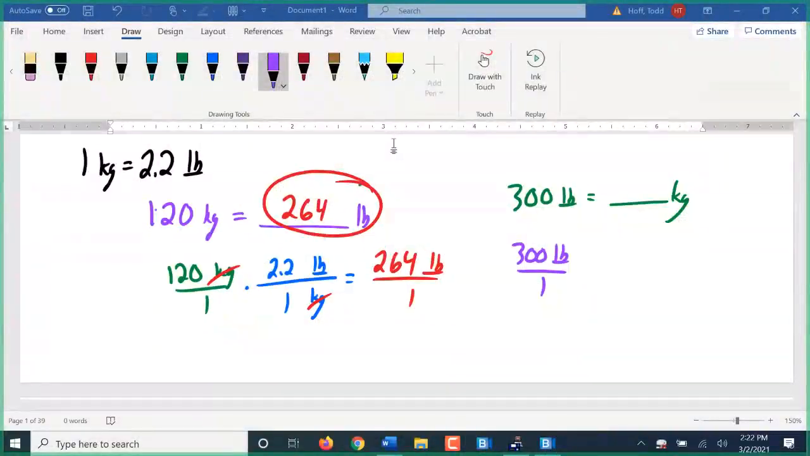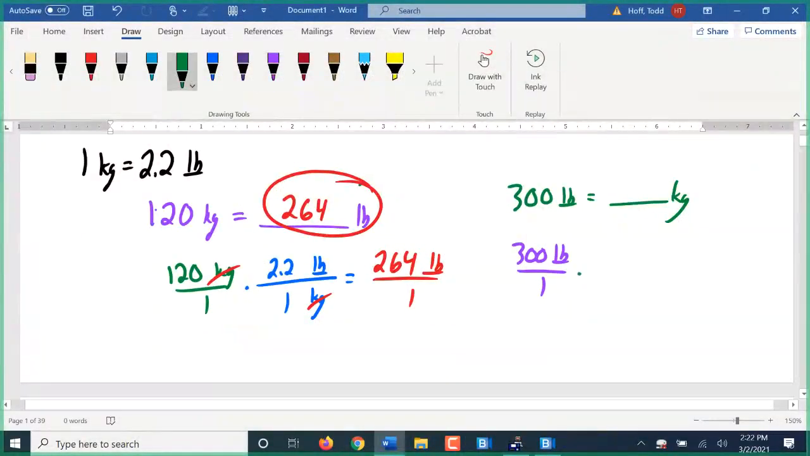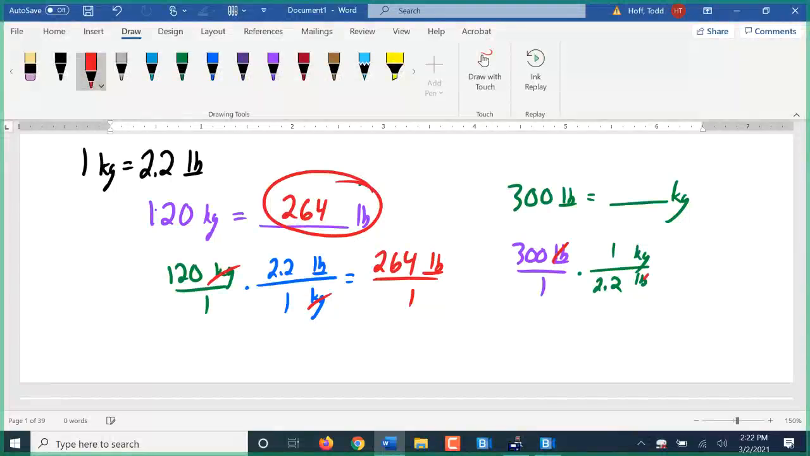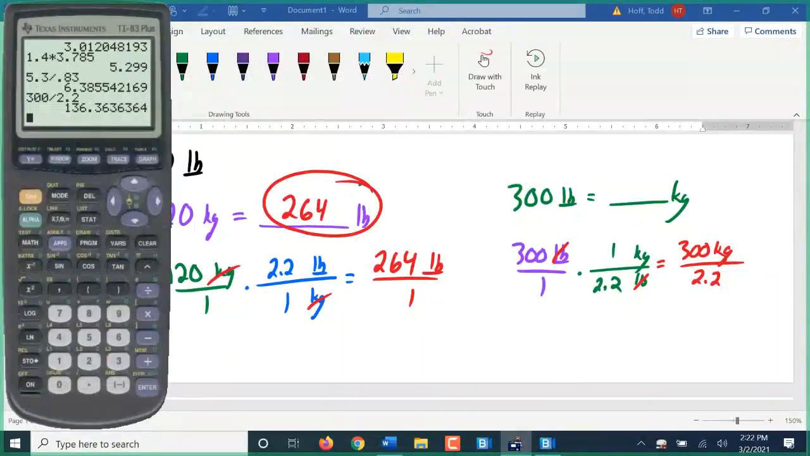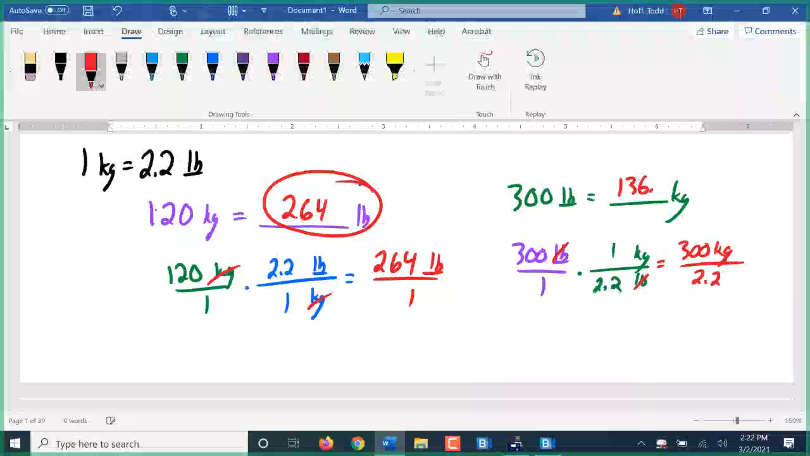So we're putting the 300 pounds over 1. We'll put pounds on bottom now and kilograms on top. 1 kilogram is 2.2 pounds, so the pounds cancel out. We have 300 kilograms on top. 300 times 1 kilogram is 300 kilograms. On bottom, 1 times 2.2 is just 2.2. So we divide: 300 divided by 2.2 is 136.36. We have 136.4 kilograms.